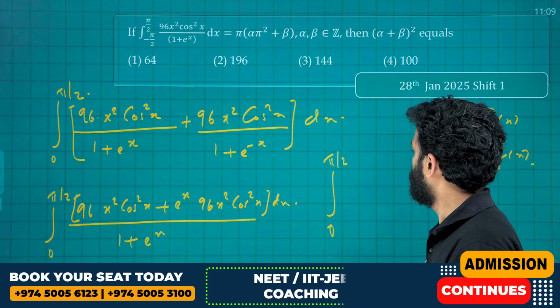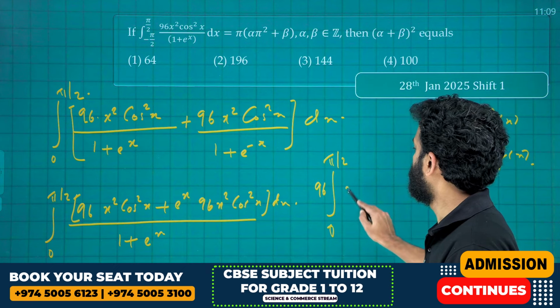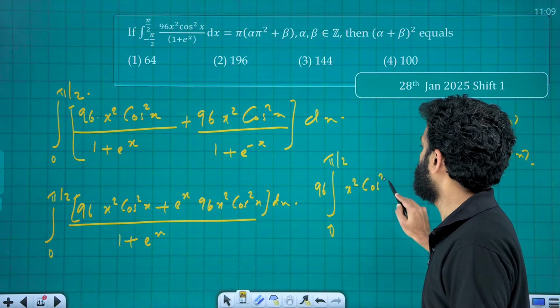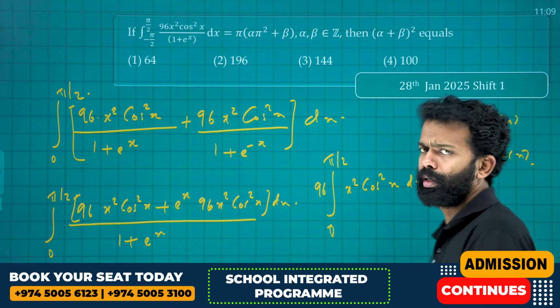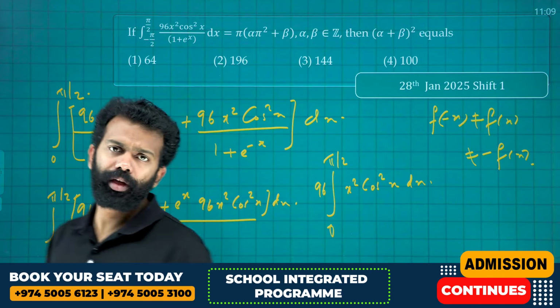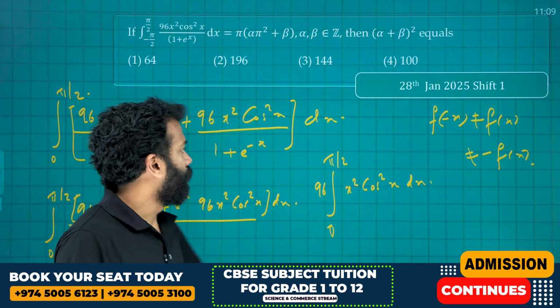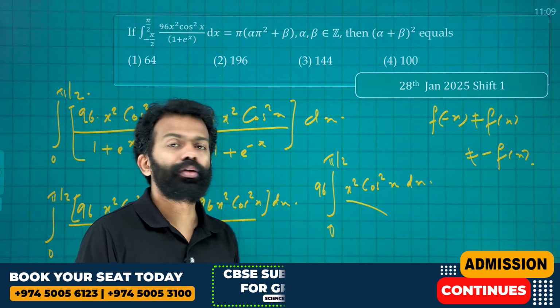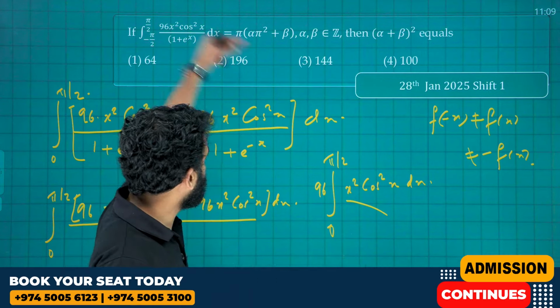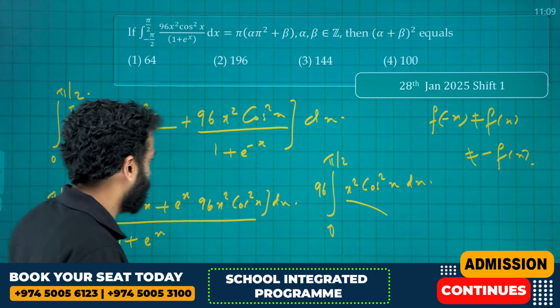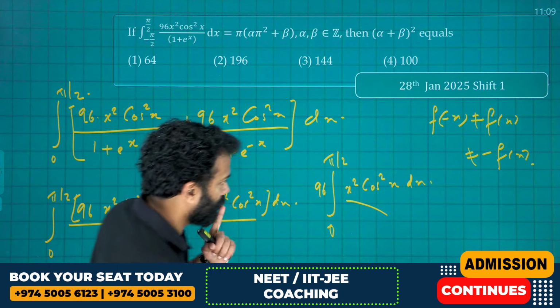96, that we can take it outside: 96 into x square cos square x dx. That's all: 96 into x square cos square x dx, 0 to pi by 2. So let's use the highlight technique here to solve this one. It has basically reduced to this one. In the next slide we can formulate that. But before that, let's do one more thing.